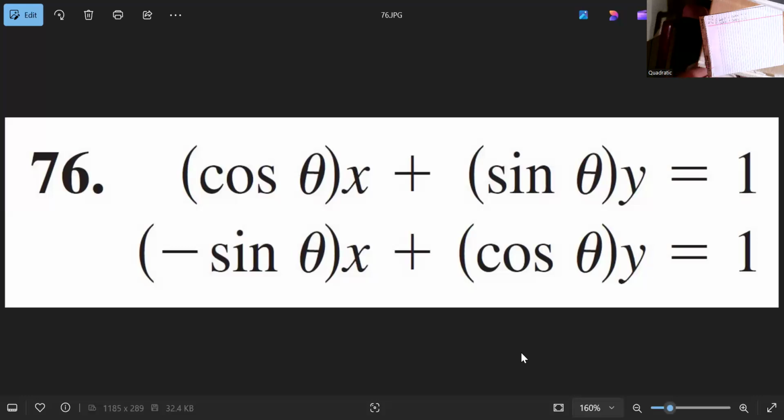So remember, it's not cosine of x, it's cosine theta times x. That's why they put the parentheses there. When I write this on my paper, I'm not going to bother with parentheses just because they're annoying, but that's what it means. Anyway, let me switch to my paper here. Okay, here we go. So let's do this thing.